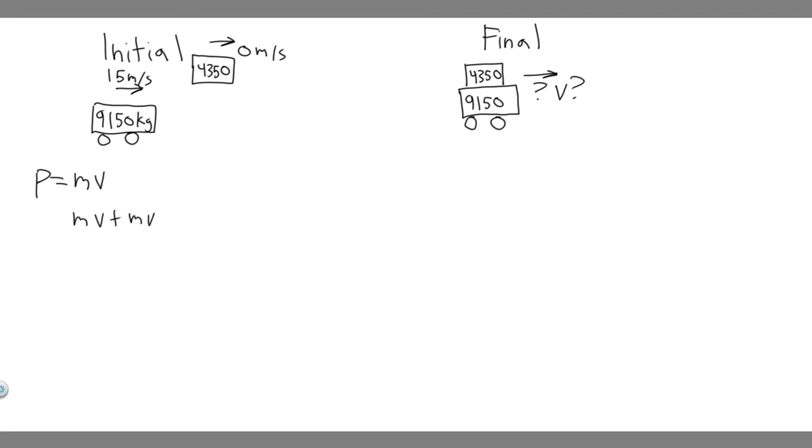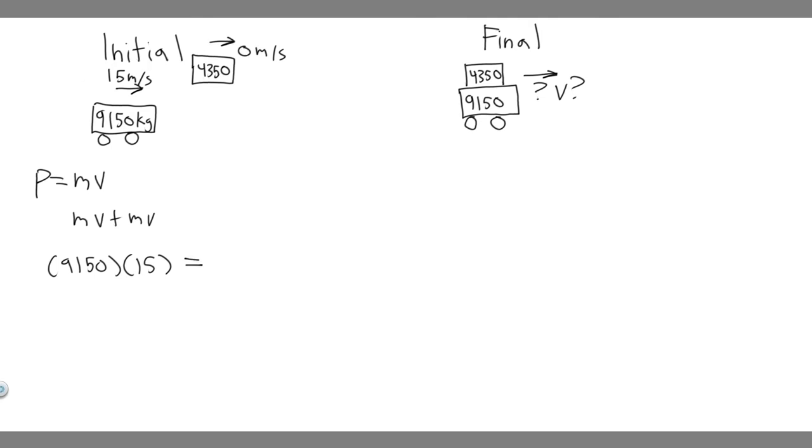But what are these going to be? Let's say this is the first object, so its mass is 9,150 times its velocity, which is 15. Plus the mass of this one is 4,350. But what's its velocity? Notice its velocity is zero, and if we multiply by zero, this whole thing becomes zero. So essentially its momentum is zero. You don't have to worry about this object. Anything at rest doesn't have momentum. So the momentum in the beginning is just going to be this one object.